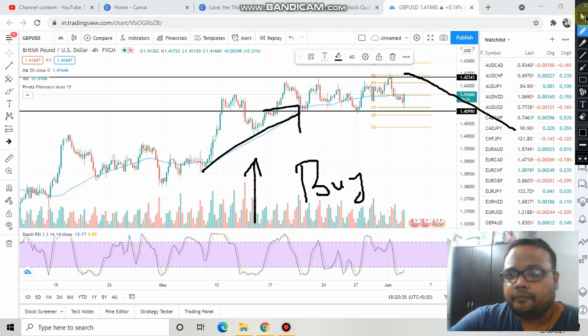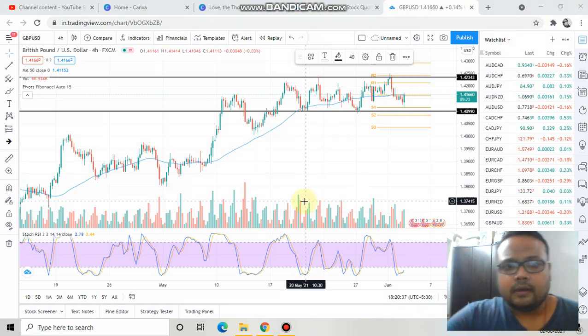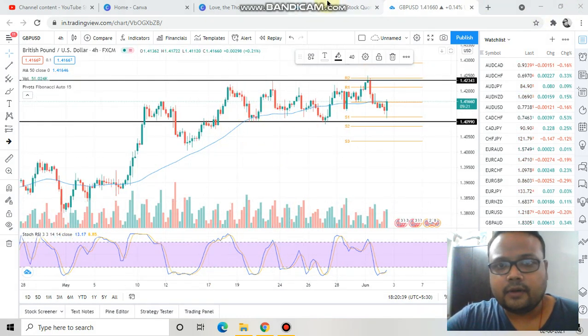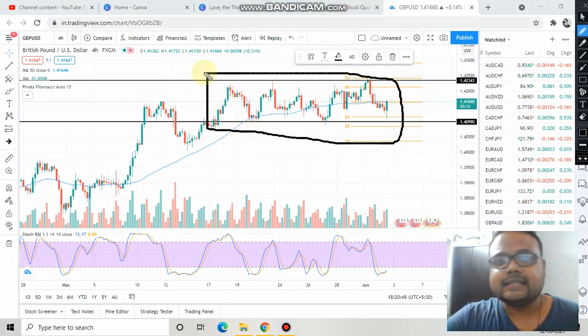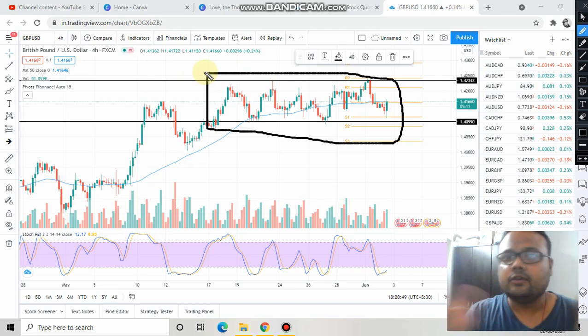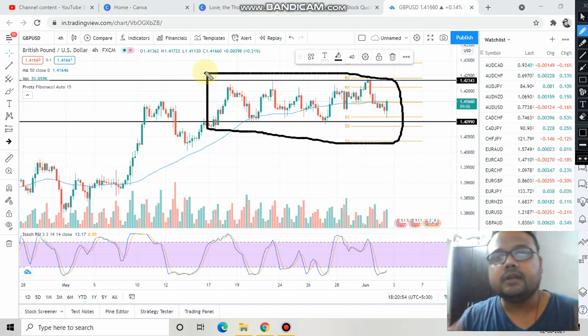But if we look at this particular area, you can easily see that the market is consolidating. Market is in a tight range, just like Euro USD. Euro USD is also in an uptrend. GBP USD is also in an uptrend, but right now it is caught in a particular range.